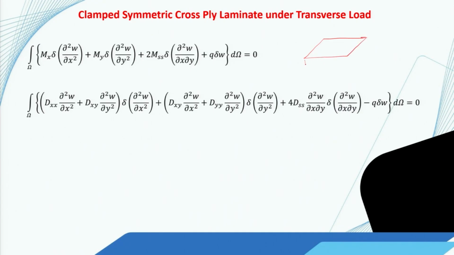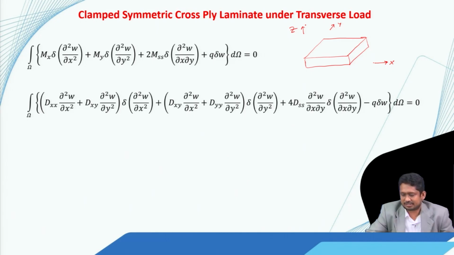It is not always possible to get a Levy's solution or Navier solution for all the laminates. For example, if we have this kind of laminate which is clamped at 4 edges, then we cannot use those sine functions in our approximation, because that will violate these boundary conditions.